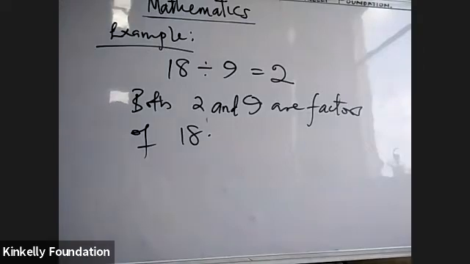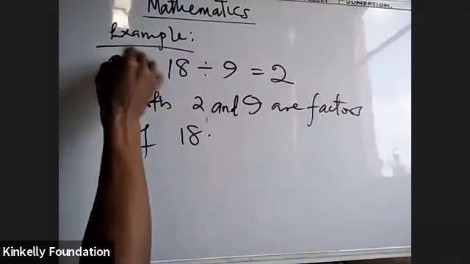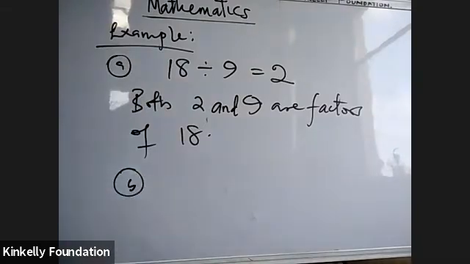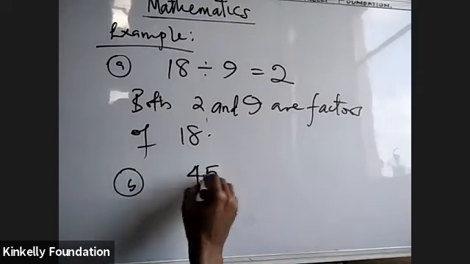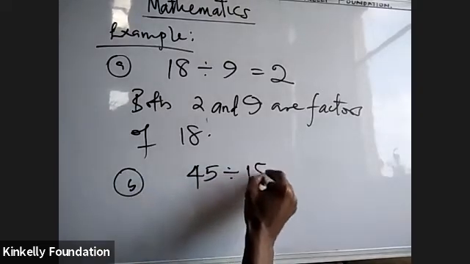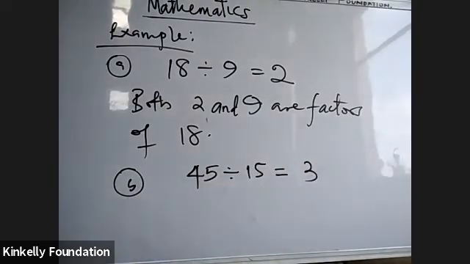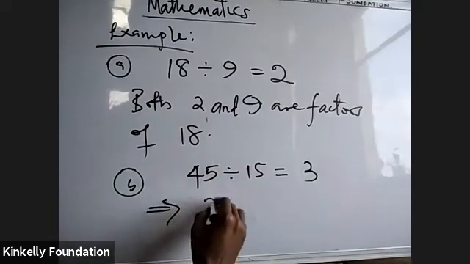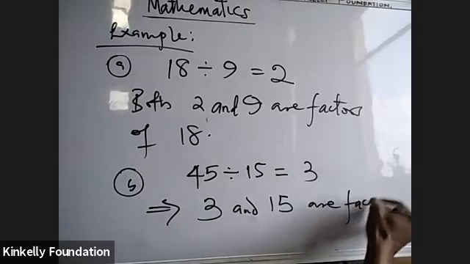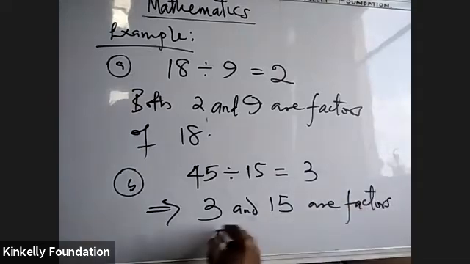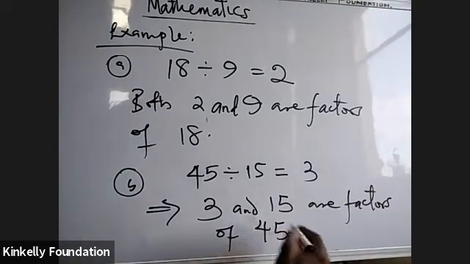Now, we have another example. If we say that 45 divided by 15 is equal to 3, it means that 3 and 15 are factors of what? 45. So these are numbers that can divide 45 exactly without remainder.